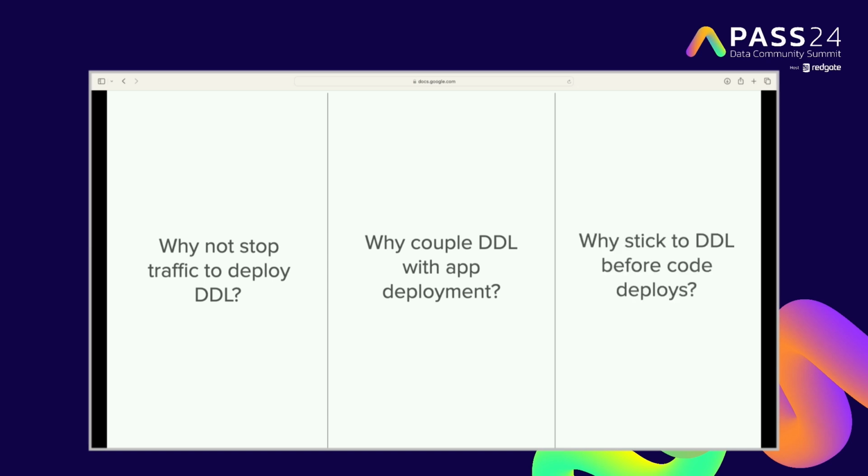And why stick to DDL before code deployments? There's a new trend with some frameworks recently. pgroll from Xata is a good example, where they split DDL into 2 parts, a pre and post DDL, and also they use indirection with views. If you do that, then this problem is still there, but it becomes a lot less damaging.